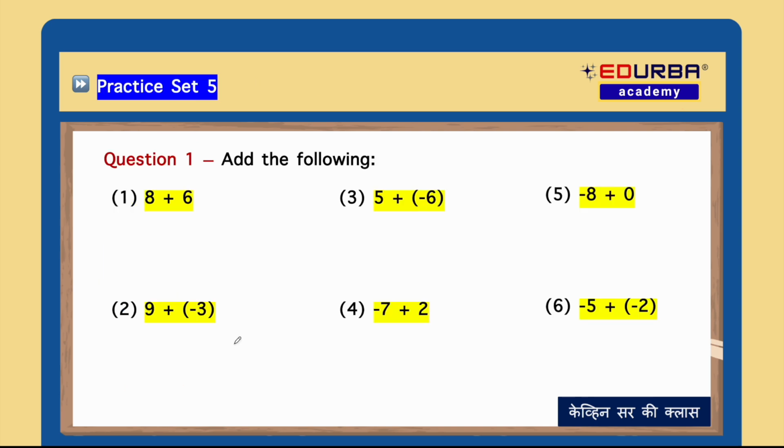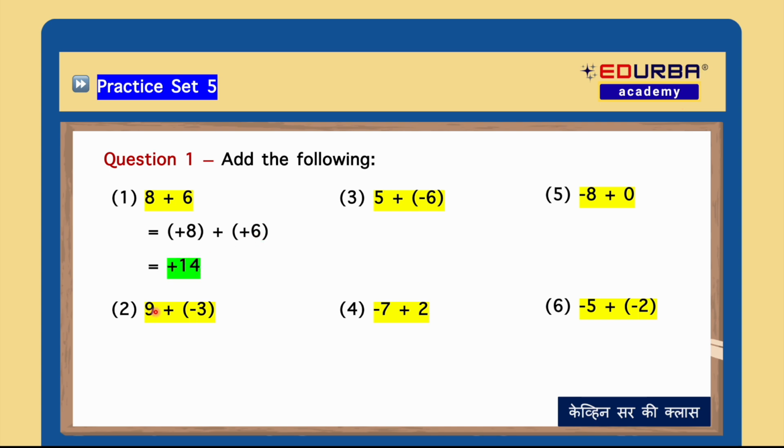Now that we understand this, let's solve practice set number 5. So here we have 8 plus 6. Our first step will be to add the signs. So 8 becomes plus 8 and 6 becomes plus 6, and we can put them in brackets, and this plus will be carried forward. Now that we know both are positive, that means our sign has to be also positive, and 8 plus 6 is 14. That's why our answer is plus 14.